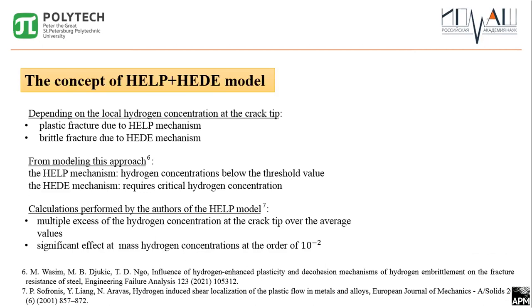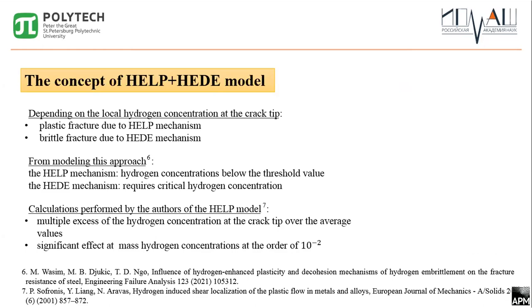To assess the results of the calculations, most researchers used the calculated data presented in Sofronis's study as reference data on the distribution of hydrogen concentration. According to this data, the hydrogen concentration at the crack tip is orders of magnitude higher than the average values of its content in the sample. The reason for this increase is the formation of a large number of hydrogen traps due to plastic deformation.